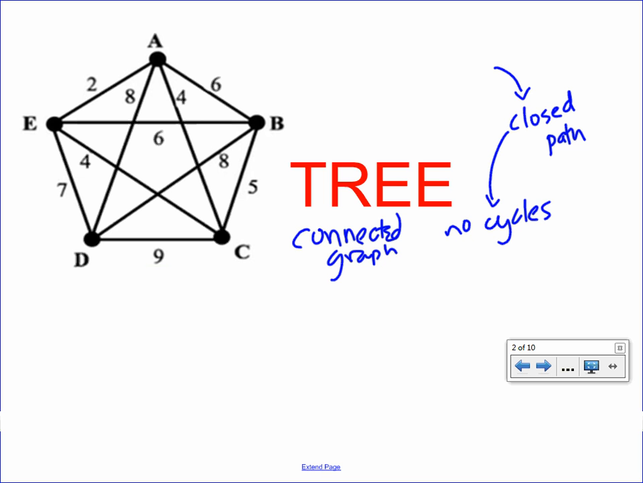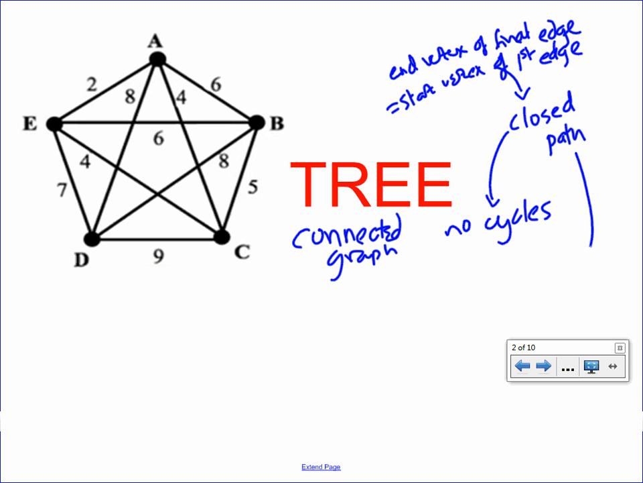And then closed means that the end vertex of the final edge in the path equals the start vertex of the first edge in the path. What about a path?